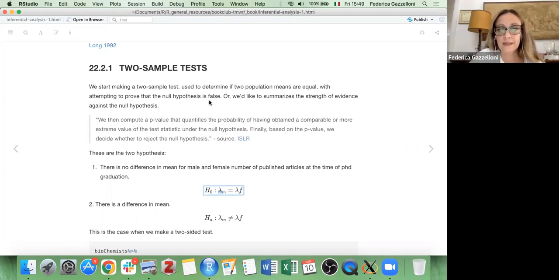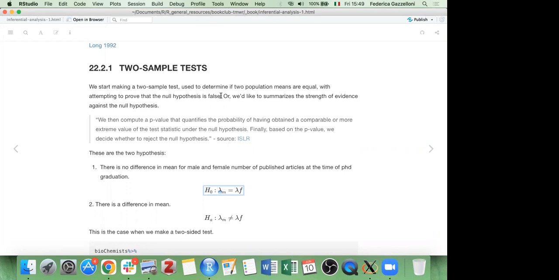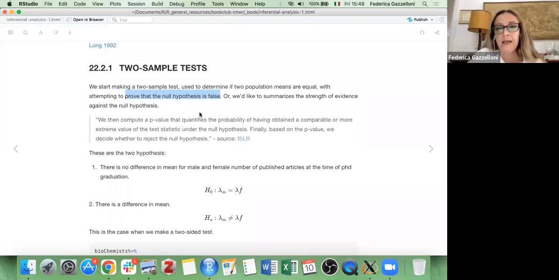Okay, so we are making a two-sample test used to determine if two population means are equal, attempting to prove the null hypothesis is false. So we want to prove that the null hypothesis is false. Basically, we compute a p-value, which quantifies the probability of having obtained a comparable or more extreme value of the test statistic under the null hypothesis. Finally, based on the p-value, we decide whether or not to reject the null hypothesis. This is mentioned in chapter 2 of ISLR, the Introduction to Statistical Learning book, where the second chapter goes through all those things.